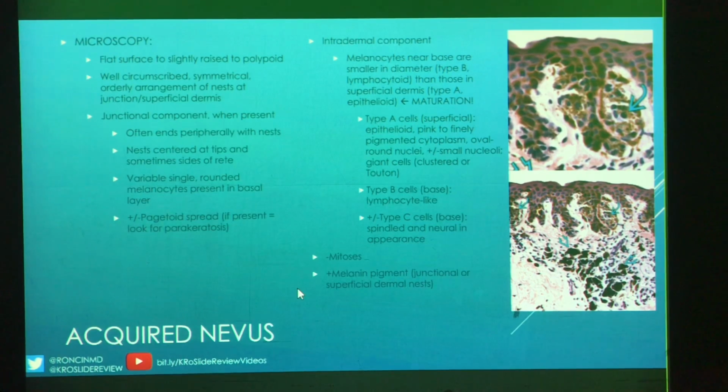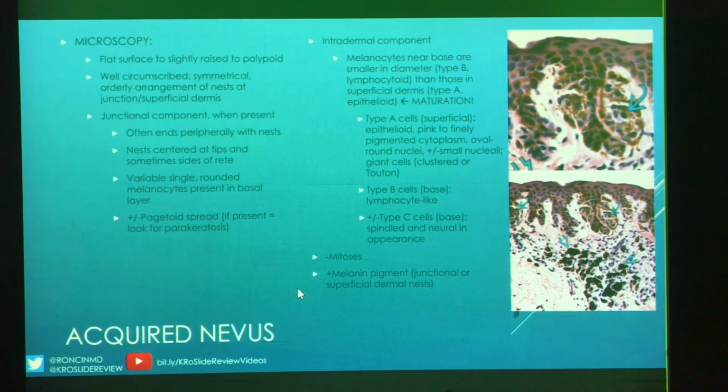You can have pagetoid spread, and if that's present, we want to look for parakeratosis. Remember, parakeratosis is a great clue that we need to look for something else. If there's an intradermal component, what happens is there's different layers of your melanocytes.